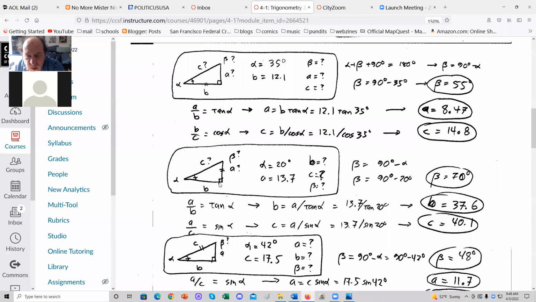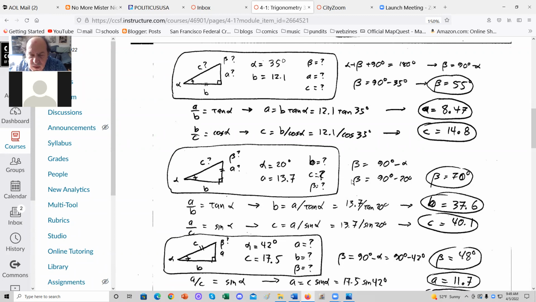Now, here we have alpha, 20 degrees, and A, 13.7. So we have a side and its opposite angle. What are the other 2 sides, B and C, and what is the angle beta? Okay, beta, the angle, is easy enough: 90 degrees minus alpha. 90 minus 20 is 70 degrees.